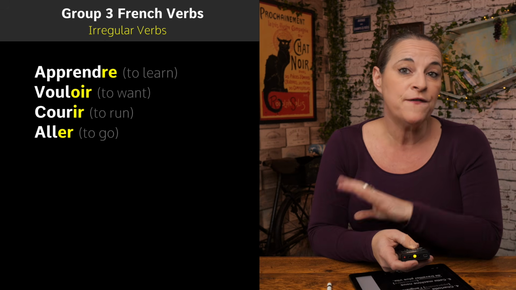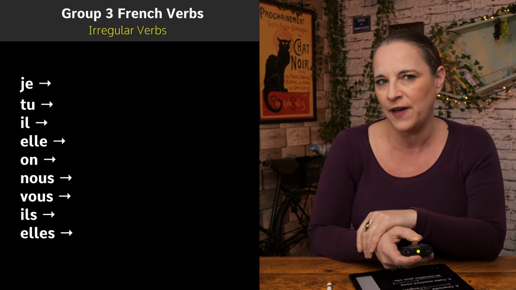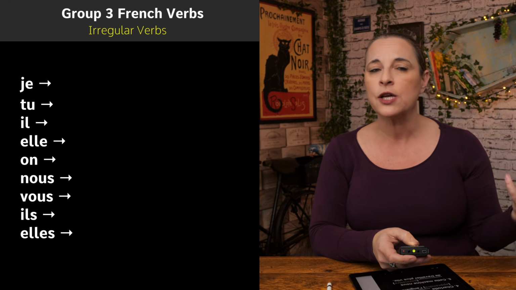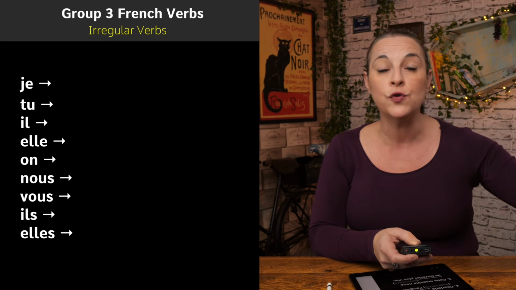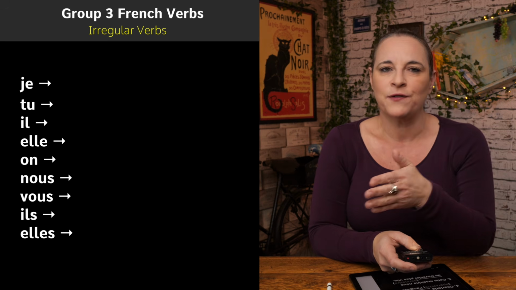Irregular verbs can have 4 different types of endings. So let's have a look at the first type of ending. Sometimes you will have these endings. So for each subject pronoun, such as je, tu, il, elle, nous, vous, ils, elles, you have different endings.